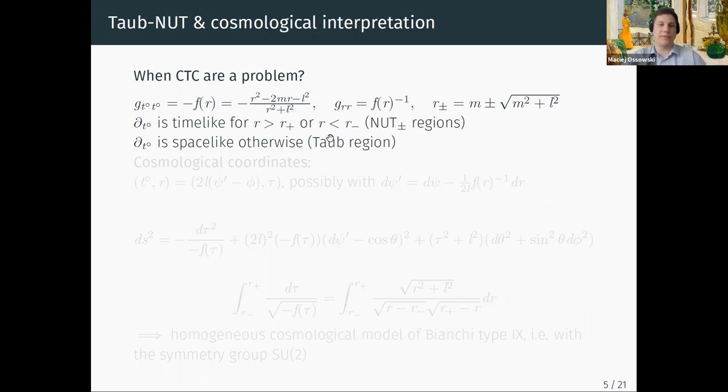And those regions are called Nut regions. And here, time translation symmetry is timelike, so we have closed timelike loops. But we also have this region, which is called the Taub region, where those curves are not actually timelike. So it would be fine. And it's not a coincidence that it's called the Taub region, because the Taub-NUT metric was actually originally derived as a cosmological model, and was proposed more than 10 years earlier than Newman, Unti, and Tamburino proposed it as a cosmological model.